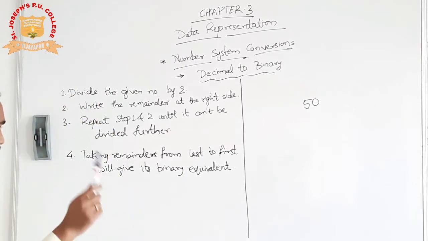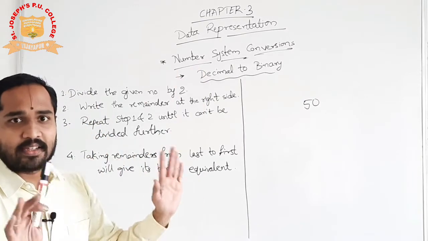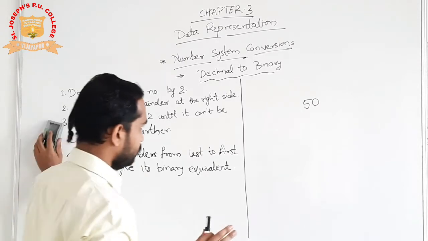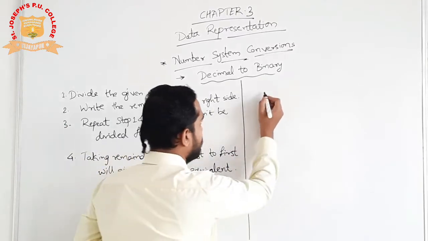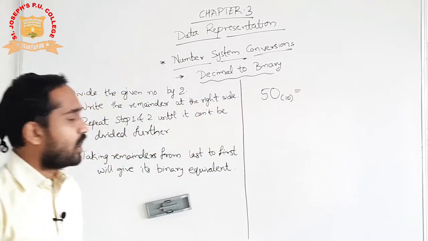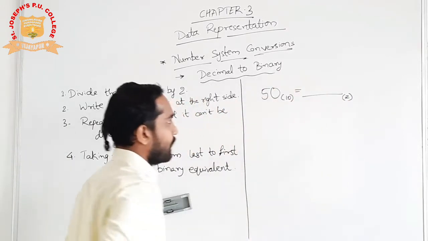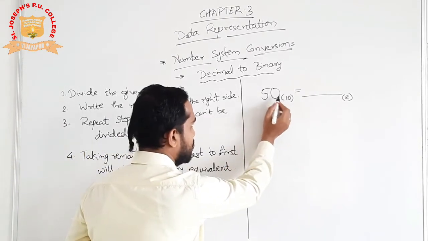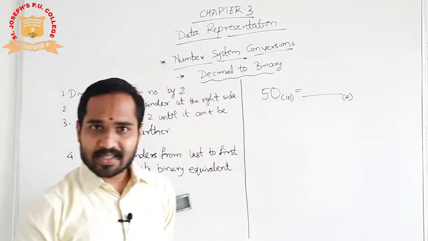And the last step is collect all the remainders from last to first, and that will be your binary equivalent number. Okay, so let us do one problem so that you will understand how this system works. So what was the number given? It was 50. 50 is a decimal number and I have to convert it to binary. This is the problem. The problem will be given like this. Please understand. 10, when it is given as the subscript to a number, it is a decimal number. Then you have to convert it to binary. 2 is written as a subscript, isn't it?